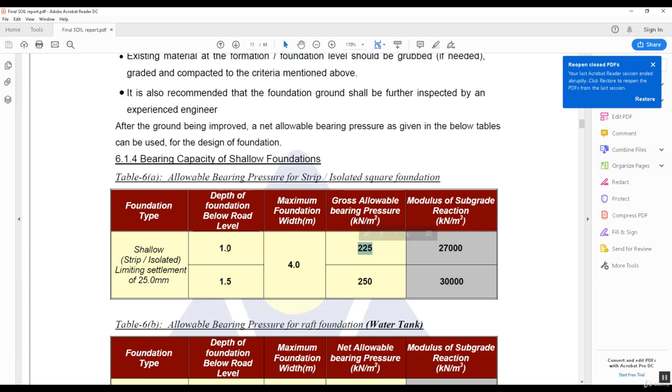If we go 1 meter deep, or 1.5 meters, that means deeper. I found better soil from 1 meter. I reached the dense soil. For that, he gives you more, 250 kilonewton per square meter. Then he gave the modulus of subgrade reaction. This is K. It's 27,000 kilonewton per cubic meter.